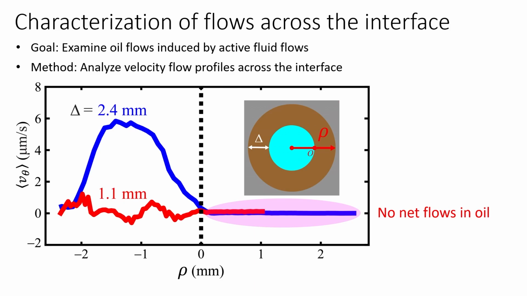Does that mean our hypothesis was wrong? Not necessarily, because this plot is a time-averaged plot. The net flows can be 0 if there is no flow, but can also be 0 if there are chaotic flows whose directions cancel out on average. Thus, to find out if there is really no flow in the oil, we need to analyze flow speed.